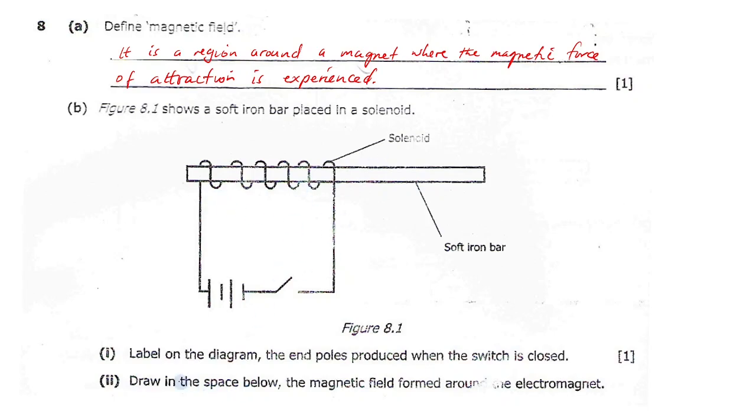Then they're saying, B, label on the diagram the end pole produced when the switch is closed. Here, because this is positive, the current will go like this. So when the switch is closed, the current will flow from positive going like this. So here we'll label it like this.